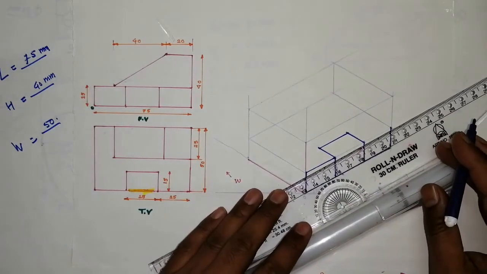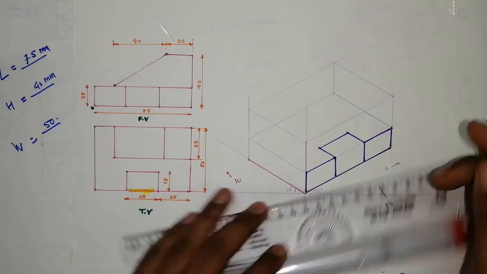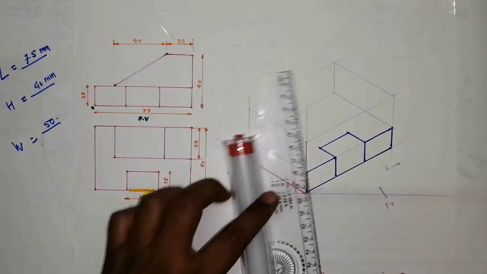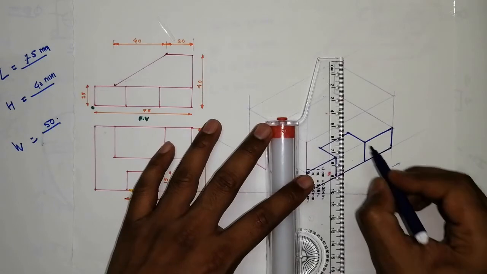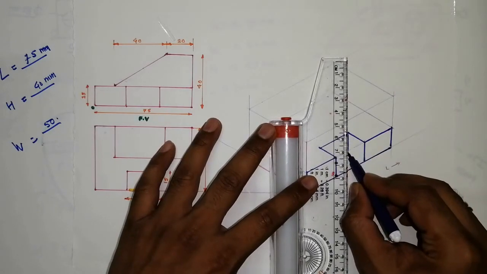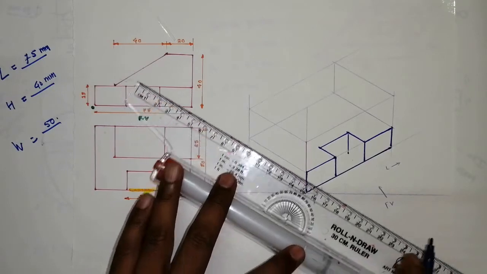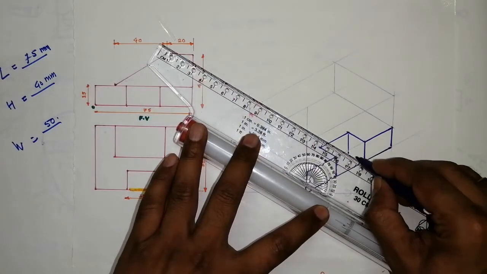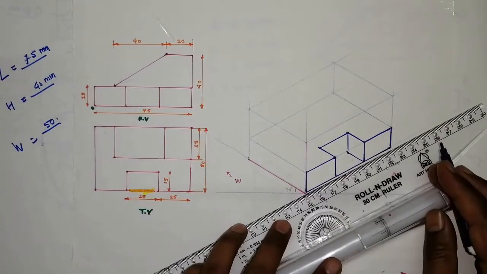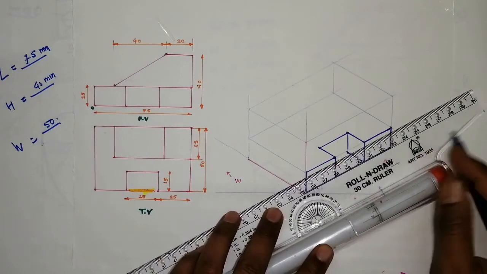So we get here three rectangles. So 1, 2, and now here the third one. The third one comes something like this, and this is inside. It is with the height of 15. Okay, so we have to draw all the three dimensions.